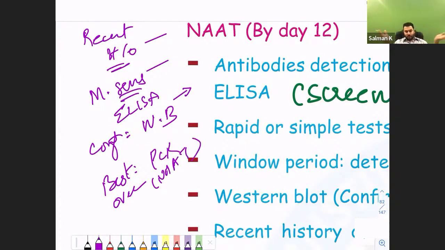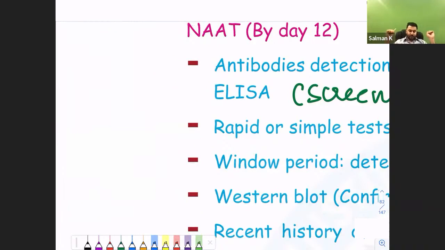But according to the guidelines, we are not going to do that. According to the guidelines, you have to choose Western blot. Is that clear enough to all of you? So these are the four key points in relation to the HIV virus.